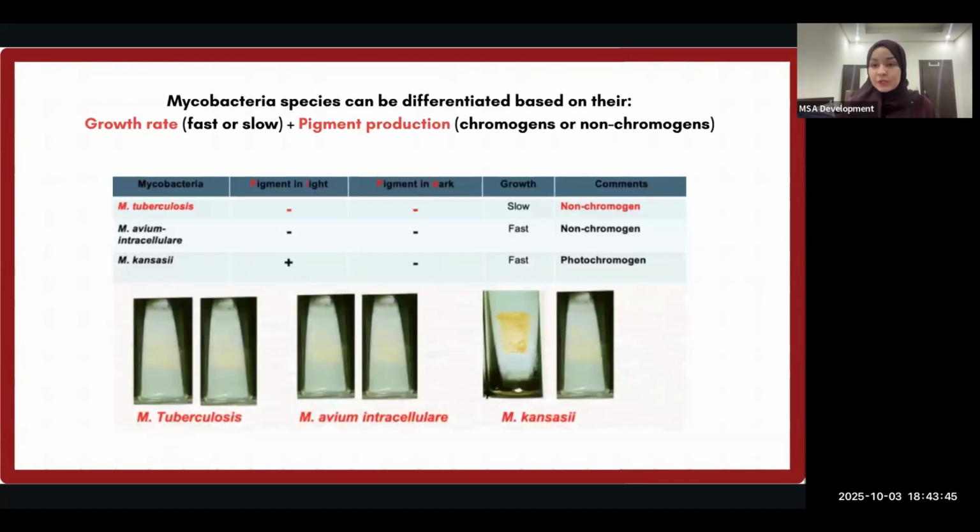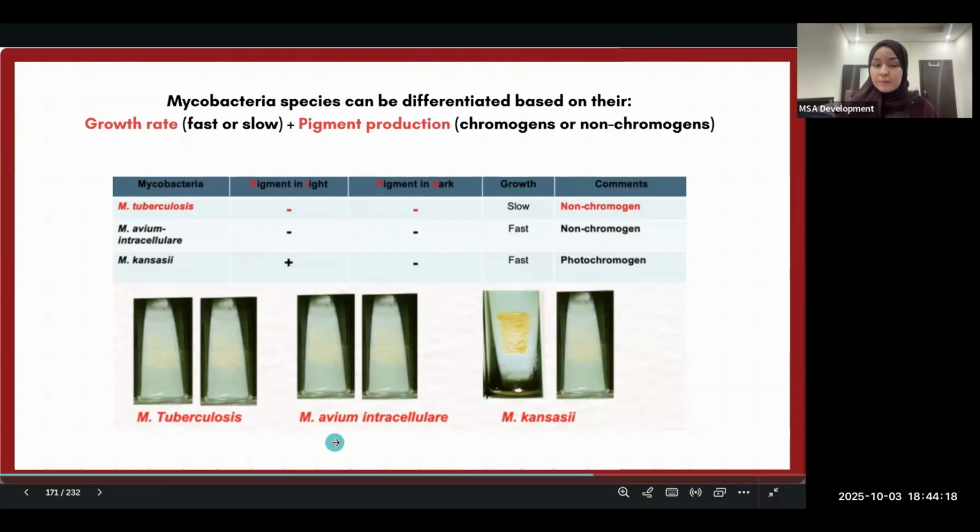Now, there are different types of Mycobacterium species, not only Mycobacterium tuberculosis. Not sure of the importance of these either, but they can be differentiated based on the speed of their growth and their ability to produce a pigment. So whether they're chromogens or non-chromogens. So you have 3 different species that you should know or from your lab. Mycobacterium tuberculosis does not produce a pigment, so it's non-chromogen. And it's a slow grower.